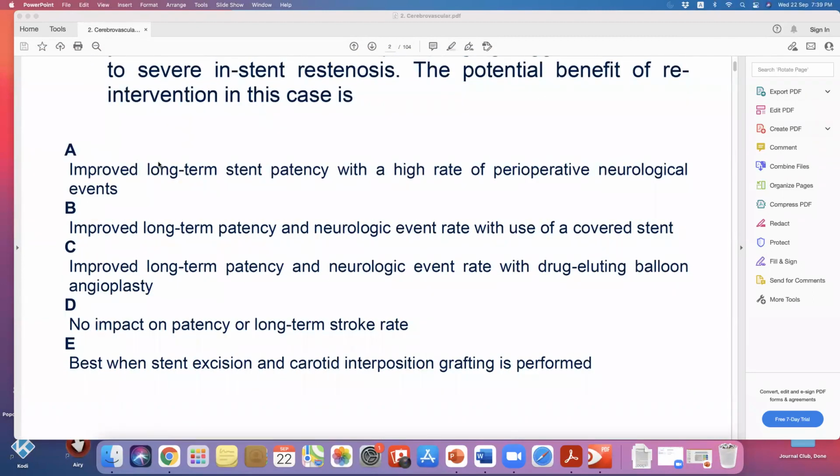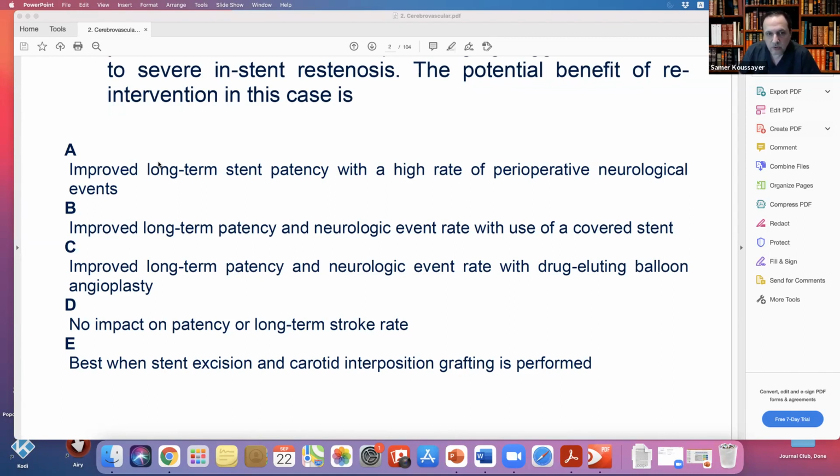Option A: improved long-term stent patency with a high rate of perioperative neurological events. Improved long-term patency and neurologic event rate with use of covered stent. So we can get benefit, because we're not trying to solve the question, we need to try to learn. Improved long-term patency will not improve patency. The reason why we don't redo them, the high rate of perioperative neurological events, is not it.